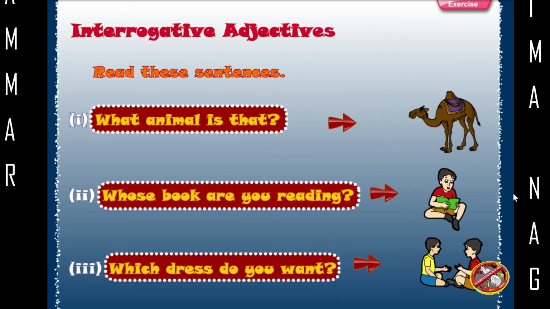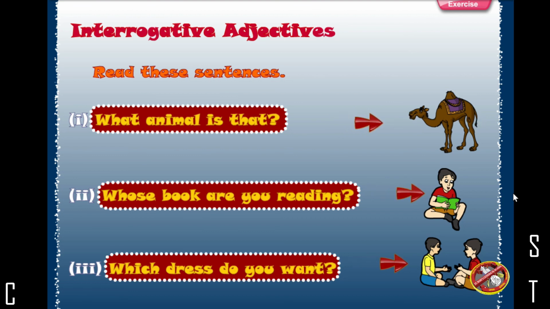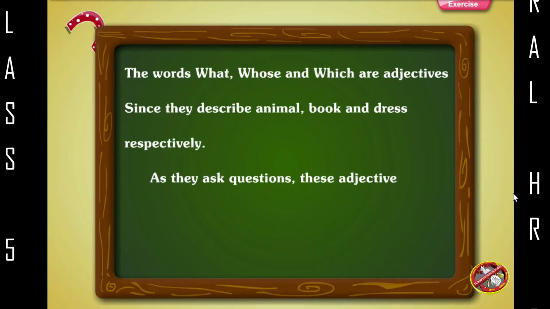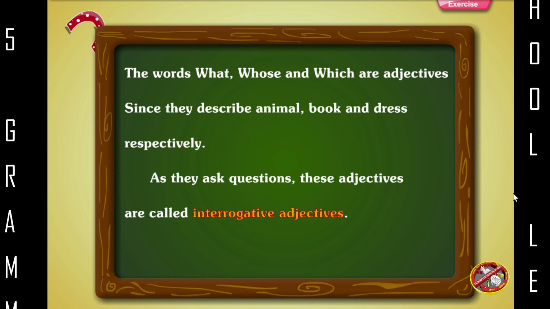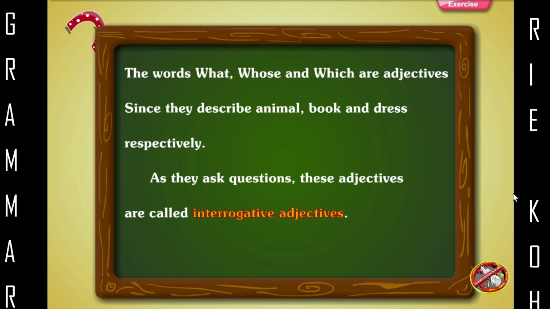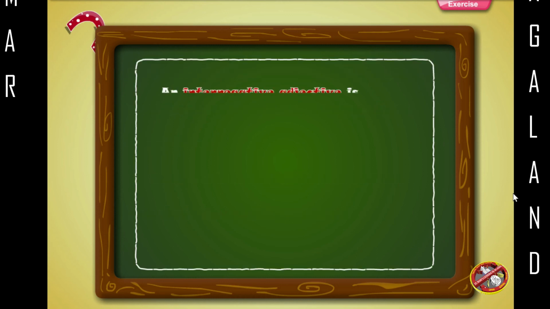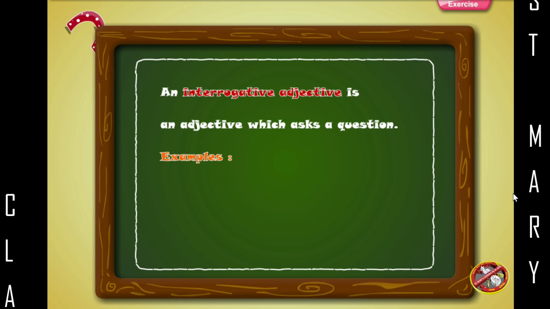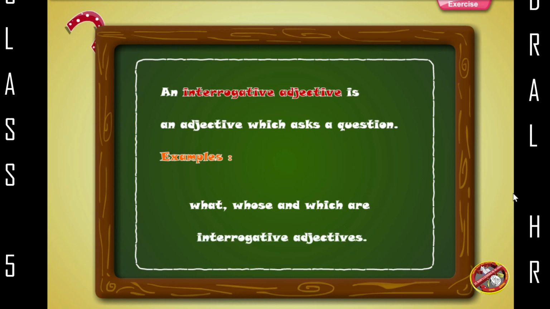Interrogative adjectives. Read these sentences. What animal is that? Whose book are you reading? Which dress do you want? The words what, whose and which are adjectives since they describe animal, book and dress respectively. As they ask questions, these adjectives are called interrogative adjectives. An interrogative adjective is an adjective which asks a question. Examples: what, whose and which are interrogative adjectives.